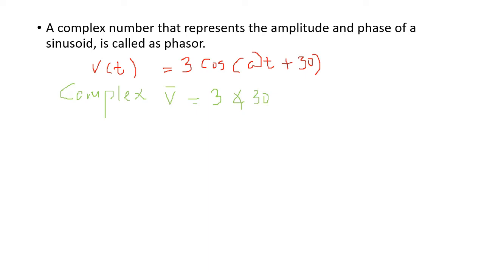Likewise, for the phasor corresponding to the RMS value, again we can write V bar or V dash equal to 3 by root 2, angle 30. Because previously we have learned that to convert to the RMS value, we have to divide the maximum value by root 2. That's why here the maximum value or the amplitude is 3, so we divide it by root 2. The angle is 30 degrees.